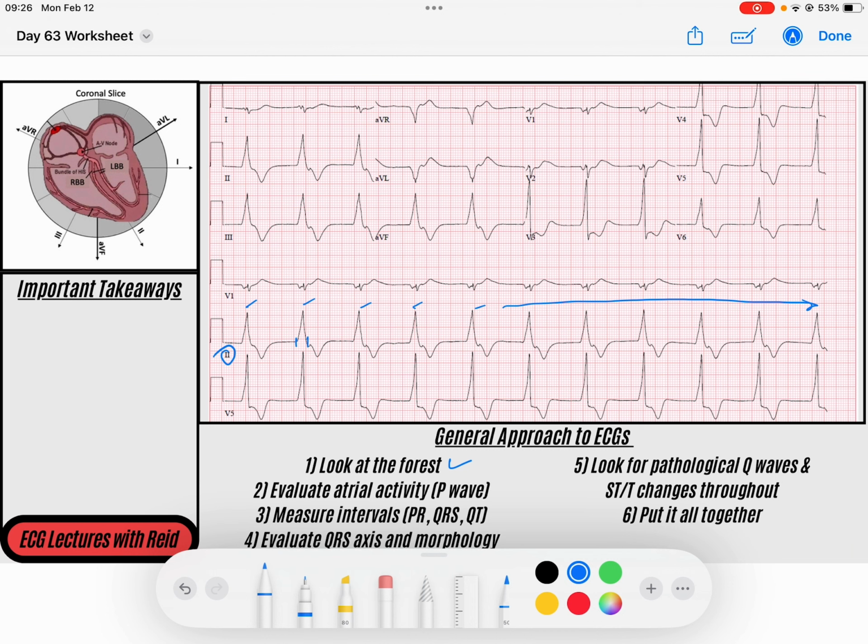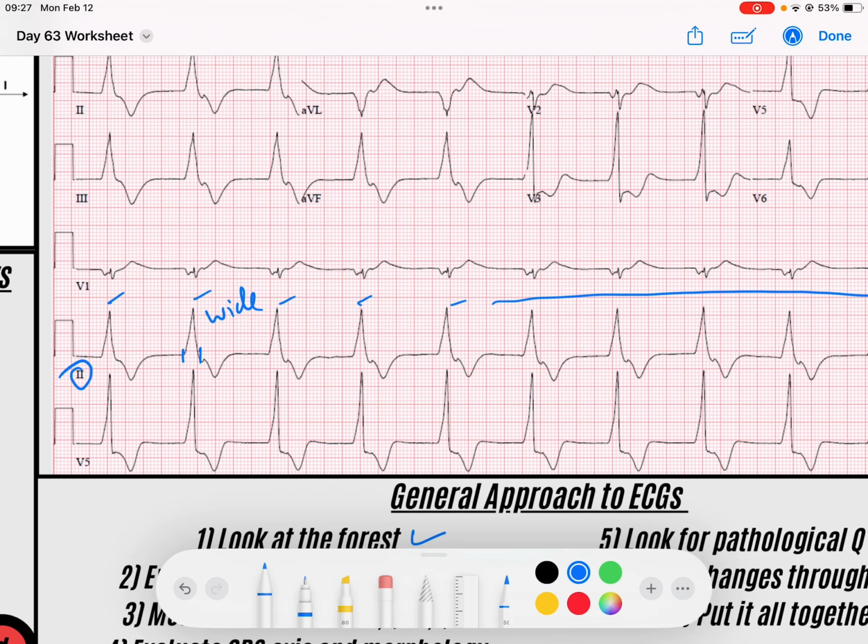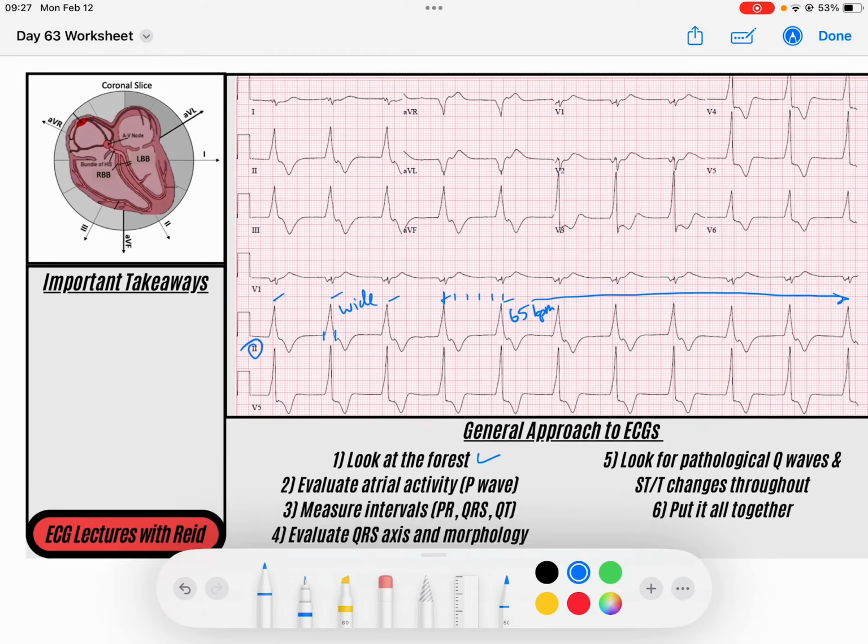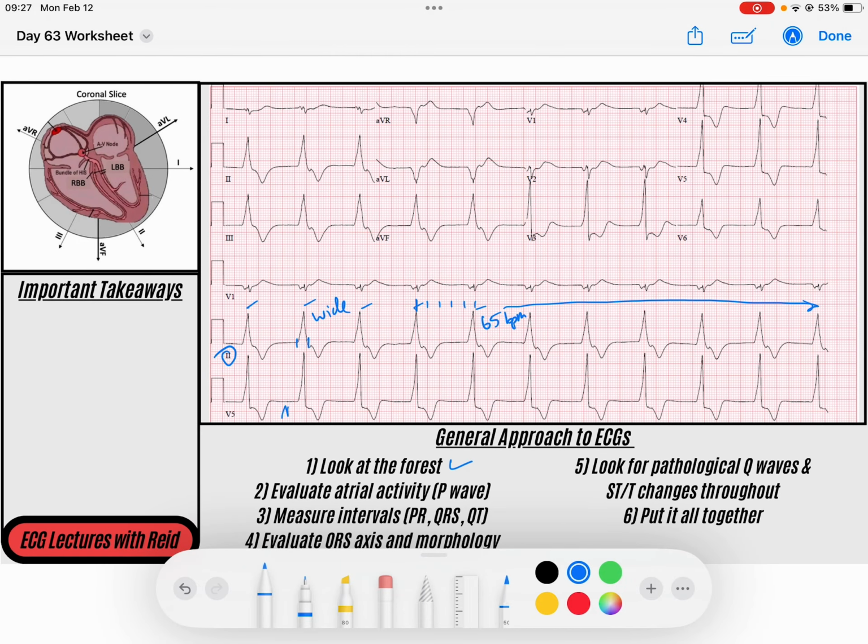And so because of this wide complex, we start wondering, well, there's obviously some type of aberrant conduction through the ventricles, because if it was going through the normal His-Purkinje system, it would be a bit more narrow. Our rate here, if we start on this QRS on the solid line, is 300, 150, 100, 75, 60, maybe 65 or so beats per minute, so it's a normal rate. And if you glance, I don't really see good atrial activity in front of these wide complex QRSs. So let's evaluate that a little further.